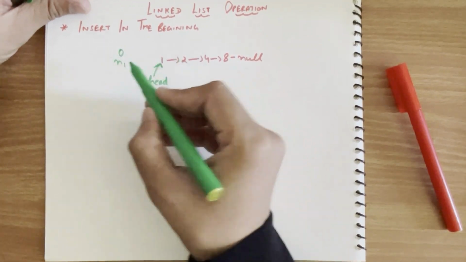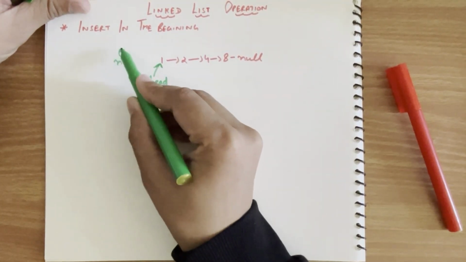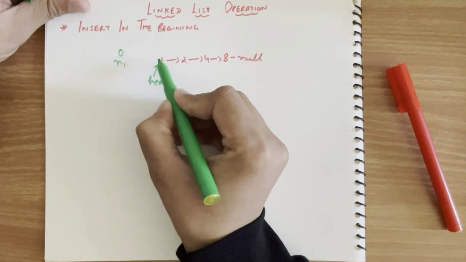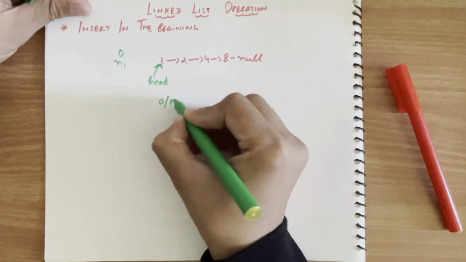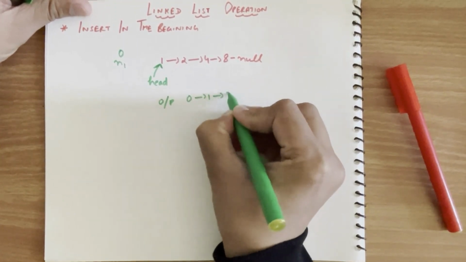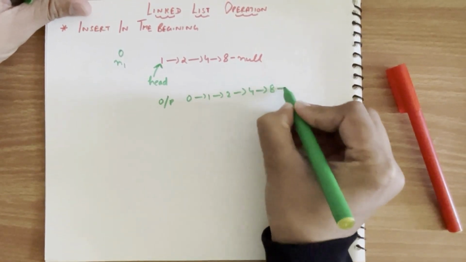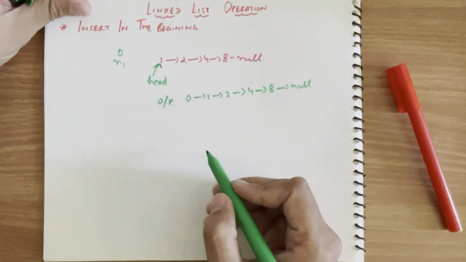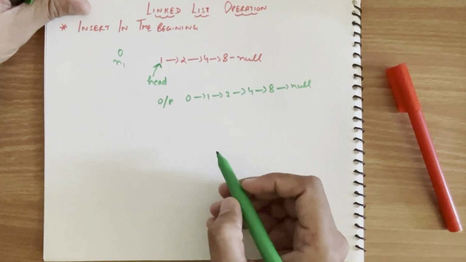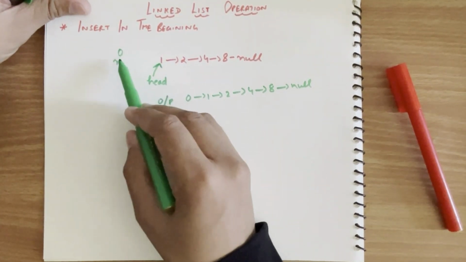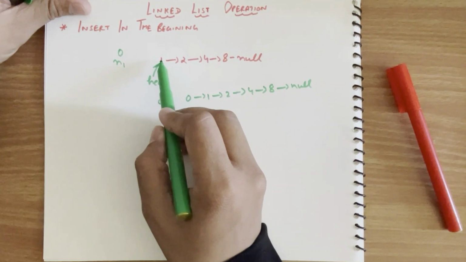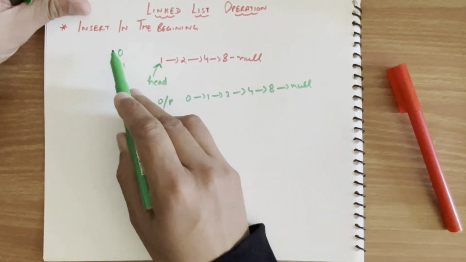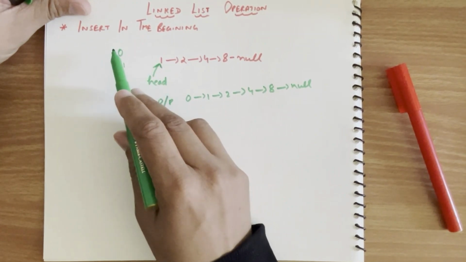Now let's assume there is a node n1 which is holding the data 0, and we have to insert this node in the beginning of this linked list so that our output linked list will look something like this: 0, 1, 2, 4, 8 and null, right? So in order to do that, there are two things which we have to do. The first thing is we have to form a link of n1 with the first node of the input linked list, and then we have to change head to the newly inserted node, because head of the linked list will always point to the first node of the linked list, right?